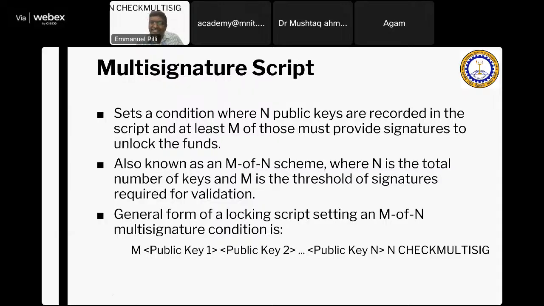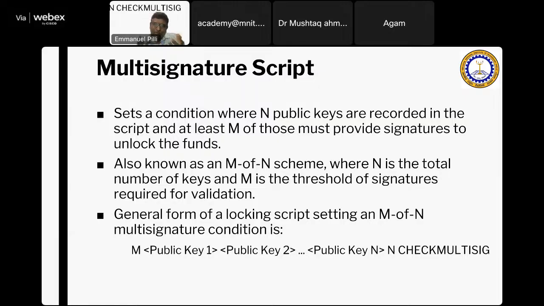Here is something slightly interesting, some of the work we are doing: multi-signature. We have submitted 2 papers on this. Hopefully, maybe next time when I give a talk on blockchain, I will share the paper with you, because it is currently under review. It is called a multi-signature script.